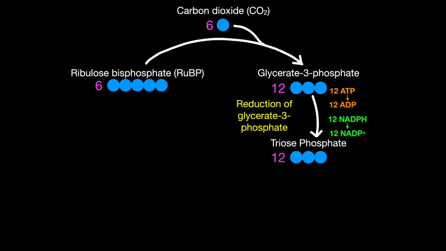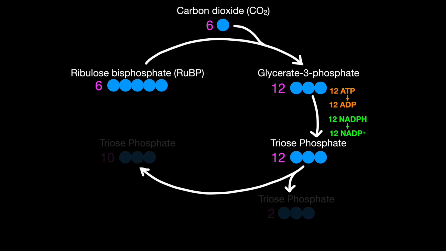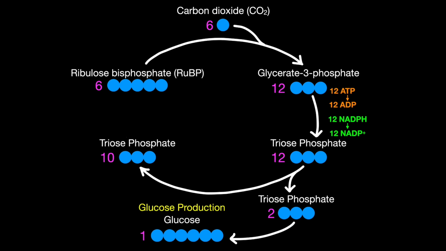When the glycerate 3-phosphate is reduced into triose phosphate, since triose phosphate is also a 3-carbon, it stands to reason that there would be 12 of them. Now we can see how 2 triose phosphates go on to form glucose. Since triose phosphate is a 3-carbon and glucose is a 6-carbon, 2 triose phosphates would form 1 glucose molecule. The remaining 10 triose phosphates stay in the Calvin cycle and are used to regenerate RuBP.